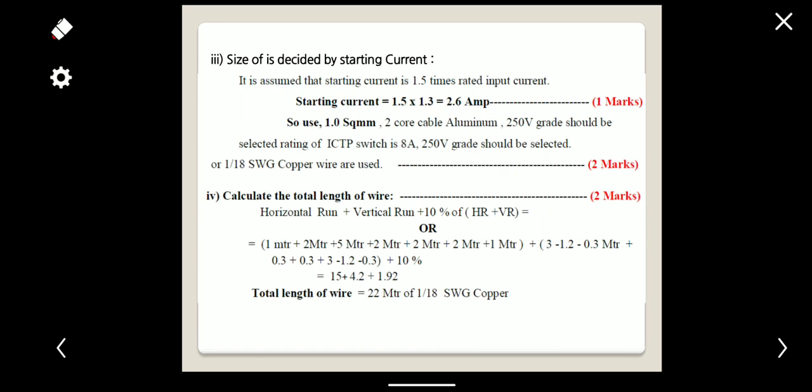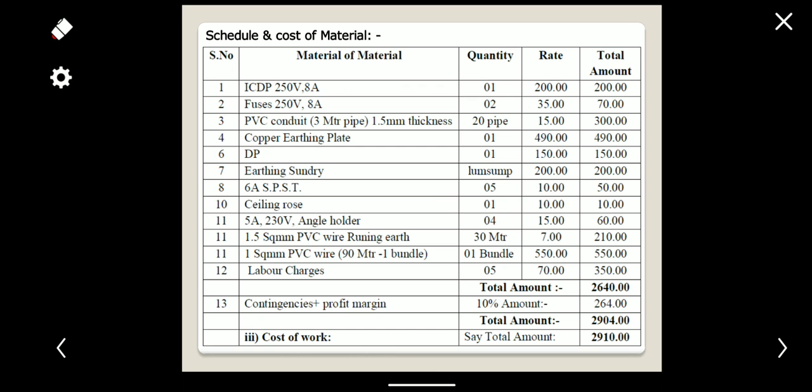Then the schedule and cost of the material. For this installation ICDP is used. The rating of the ICDP is 8 ampere 250 volt. So quantity is 1 and the rate is 200. Then fuse is also used, 250 volt 8 ampere fuse. For this installation we use 2 fuses. So quantity is 2 at 35 rupees per fuse, so the total amount is 70.